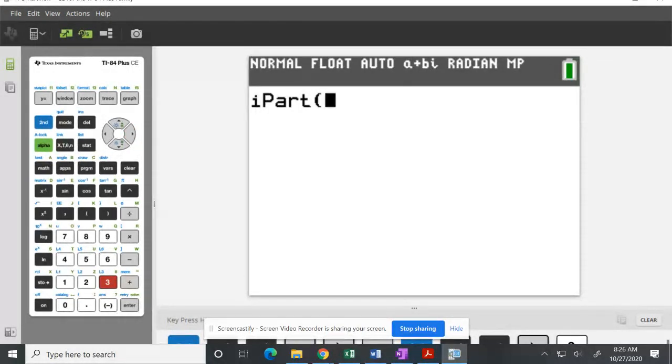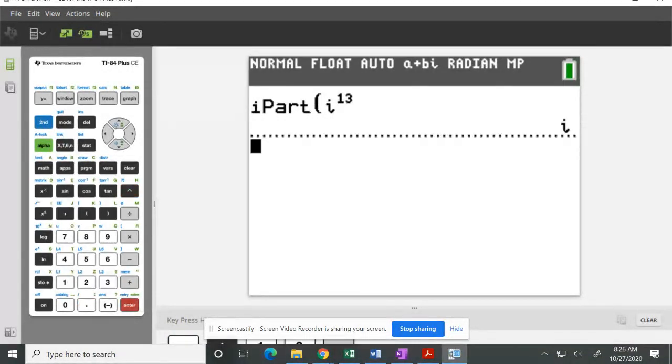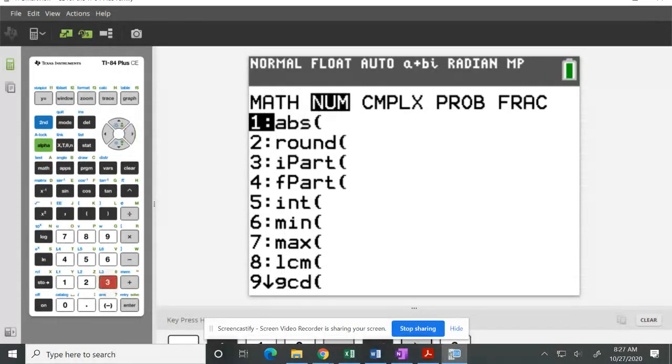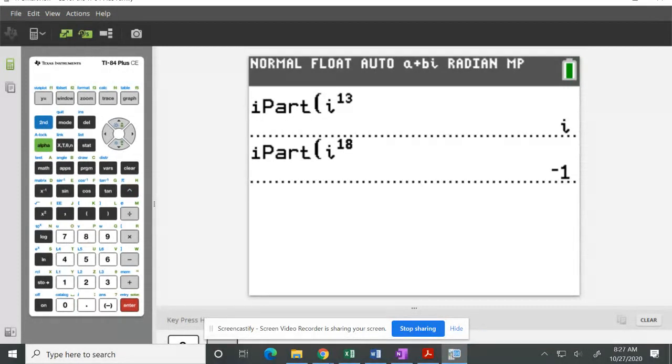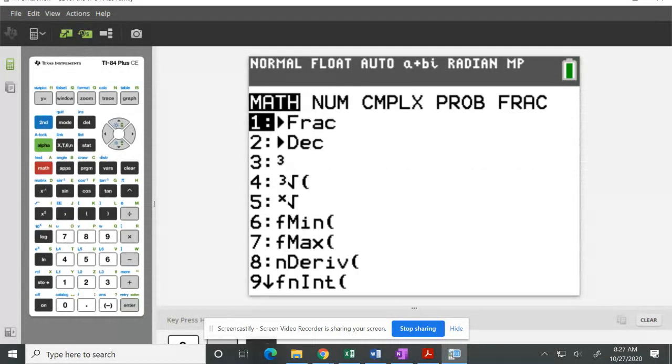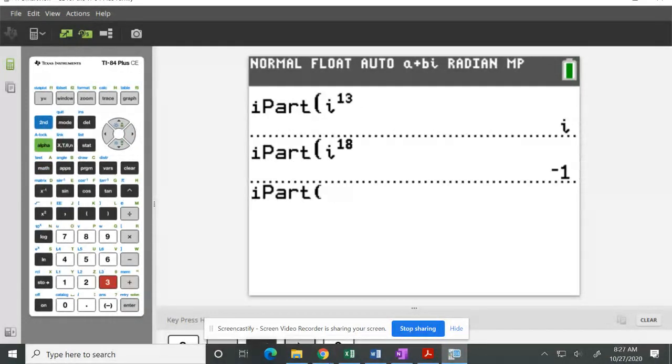I then can type in I to any power here, so I can figure out, well, what's I to the 13th power? I can do that again and do I to the 18th power. And I can do that one more time and do I to the 31st power.